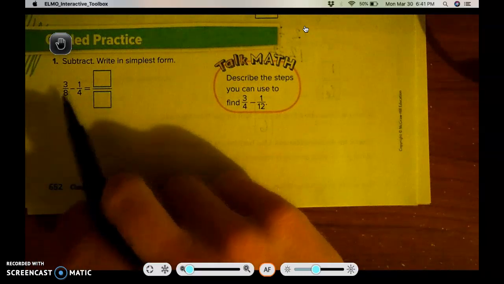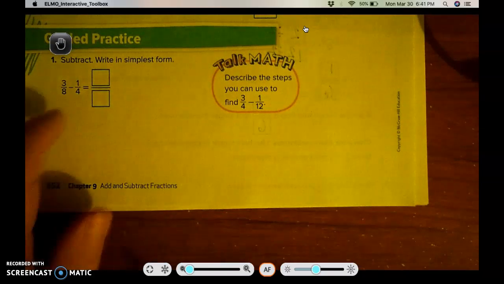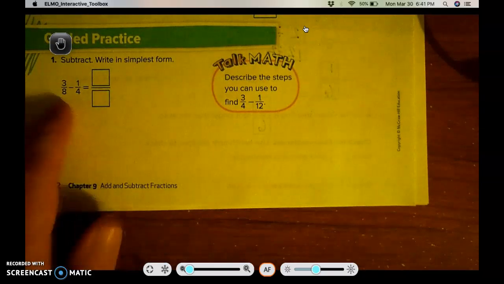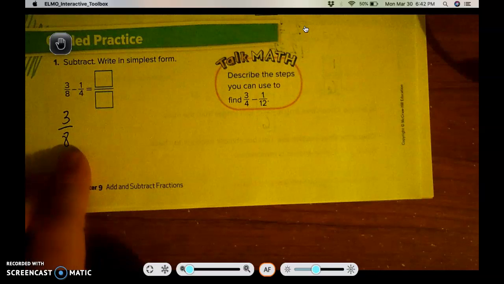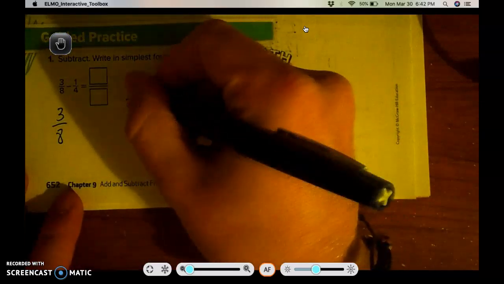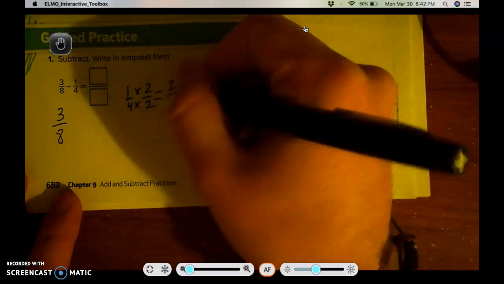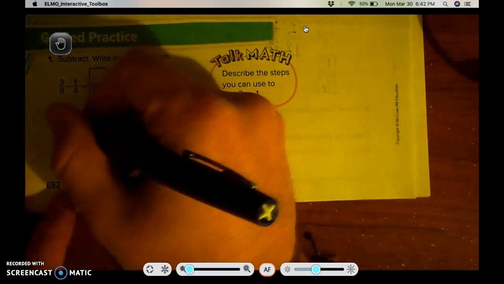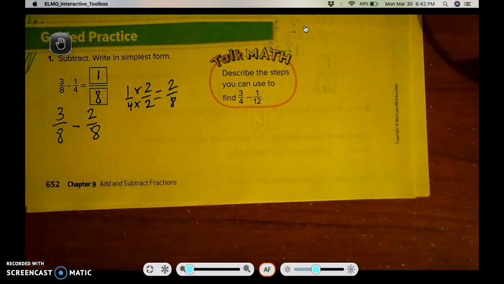So again, we have 3/8 minus 1/4. Can't do that quite yet because the denominator is not the same. But if we look, I know that 4 is going to go into 8, so I don't have to change 3/8 at all, because I can have a common denominator of 8. So in order to get 1/4 so that the denominator matches this one with 8, I have to multiply the top and the bottom by 2, which is going to give me an answer of 2/8. Now I'm in business. Now I can subtract 3/8 minus 2/8 to give me 1/8. And I can't get any smaller than that.